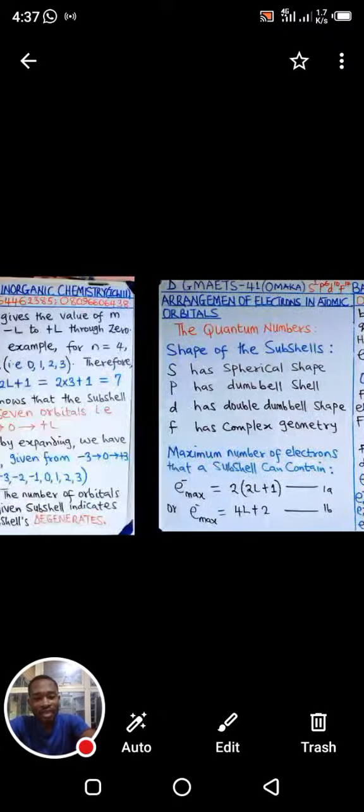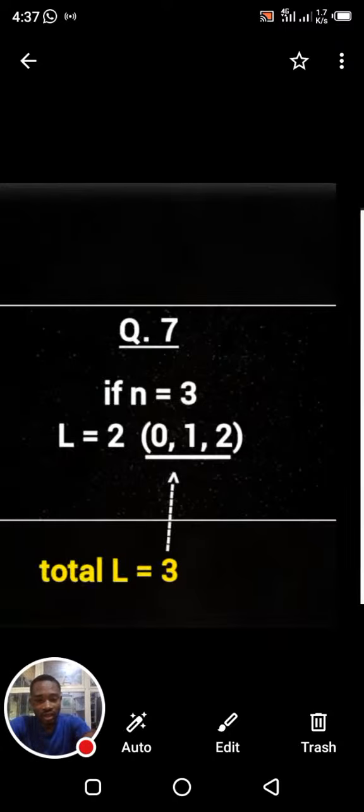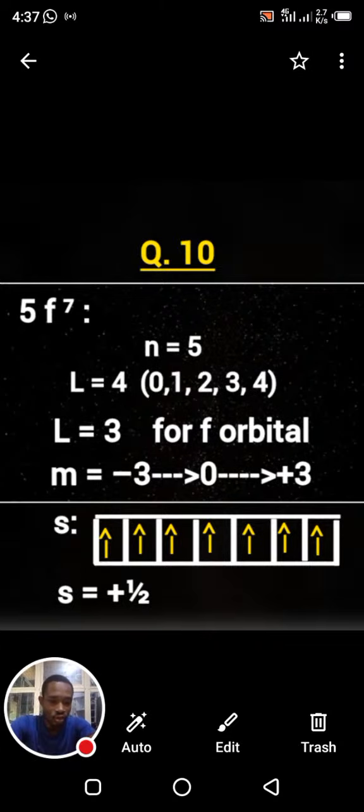So if f is designated with the value 3, it means that for all these values 0, 1, 2, 3, and 4, the value of l is going to be 3. Since the orbital given is 5f, that f is of importance. The azimuthal quantum number for f is 3. Good. And because we have been able to get the azimuthal quantum number to be 3, that now helps us to get the magnetic quantum number. The magnetic quantum number goes from minus l through 0 to plus l.